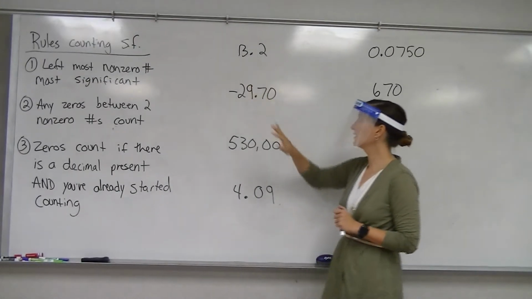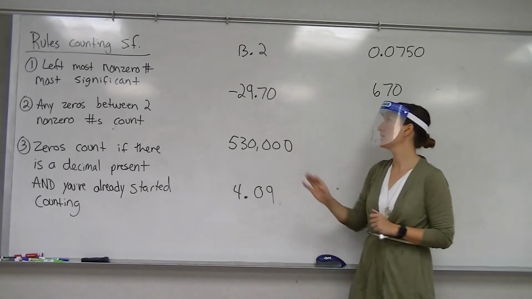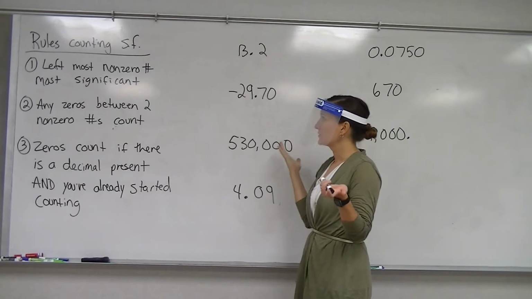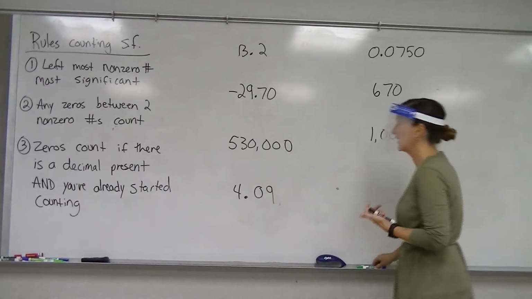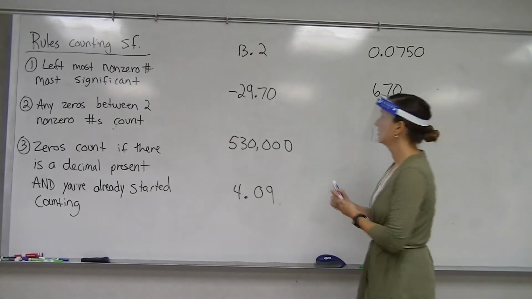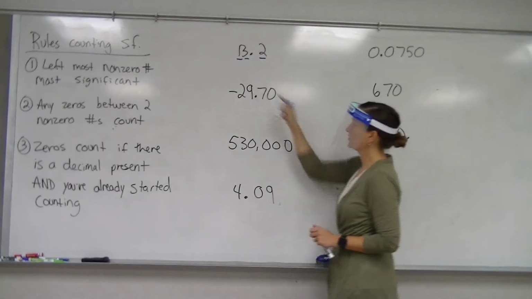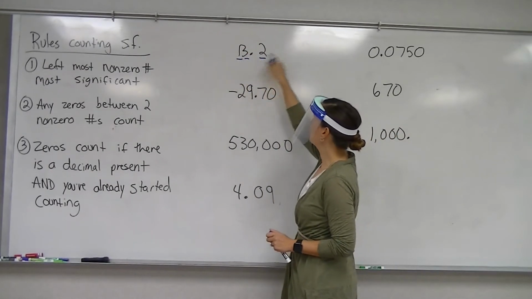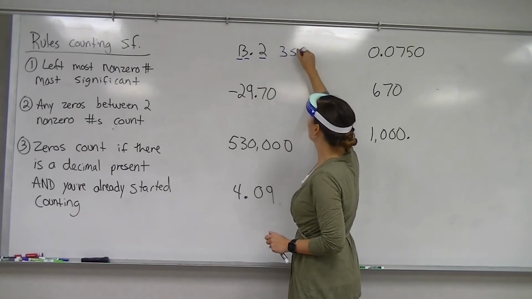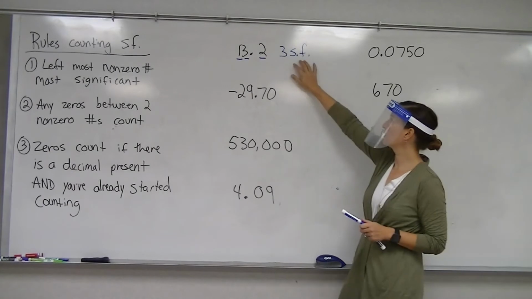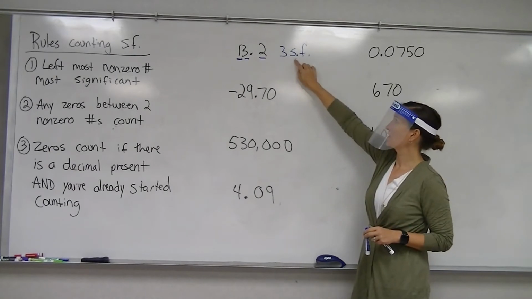So the first one is pretty straightforward. It's 13.2. All of these are not zeros. So what does that mean? It means all of them count. Zeros are the only ones that sometimes count and sometimes don't. So I just count them. 1, 2, 3. So I have 3 significant figures. And I usually shorten sig figs by writing just SF.